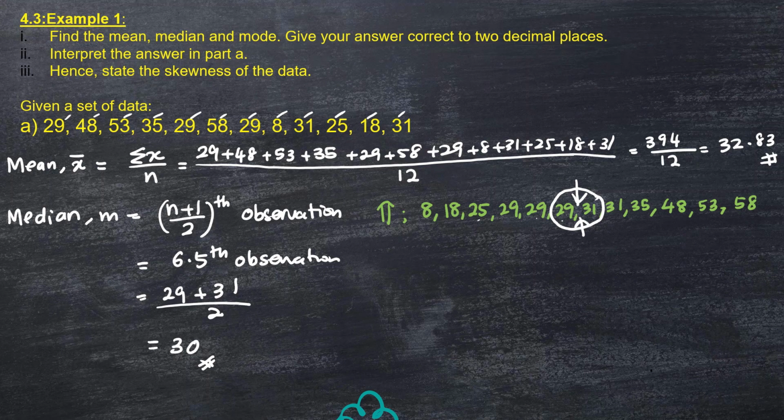Okay, next will be our mode. Mode we can write as capital M. Mode is the data that occurs most frequently. Okay, so as we can see in our arranged data, 29, 29, 29 happened 3 times. Right, so the most frequent data is 29.